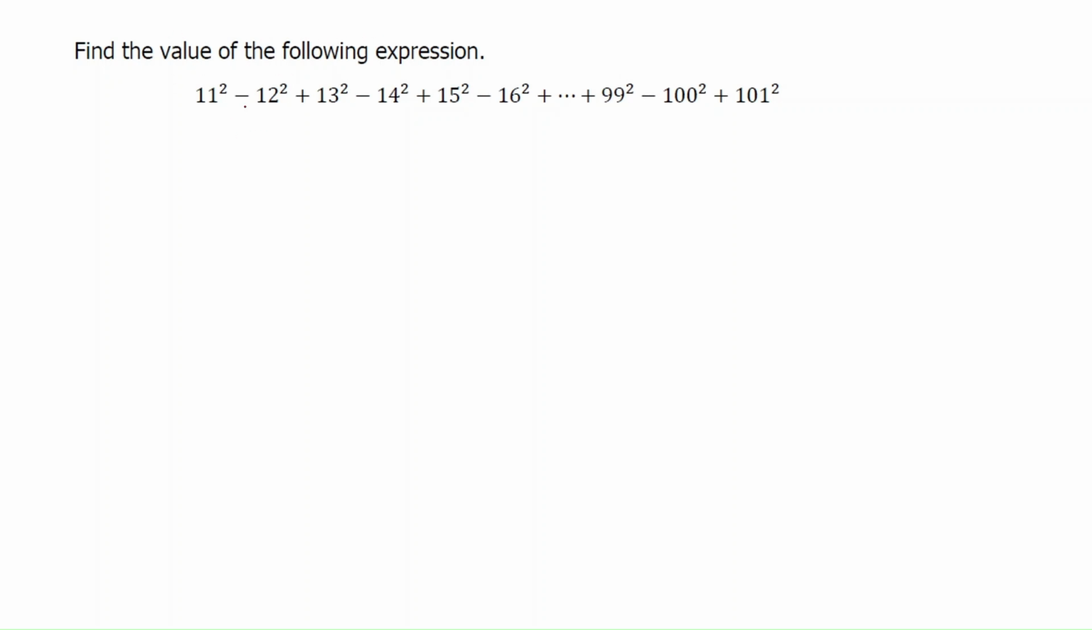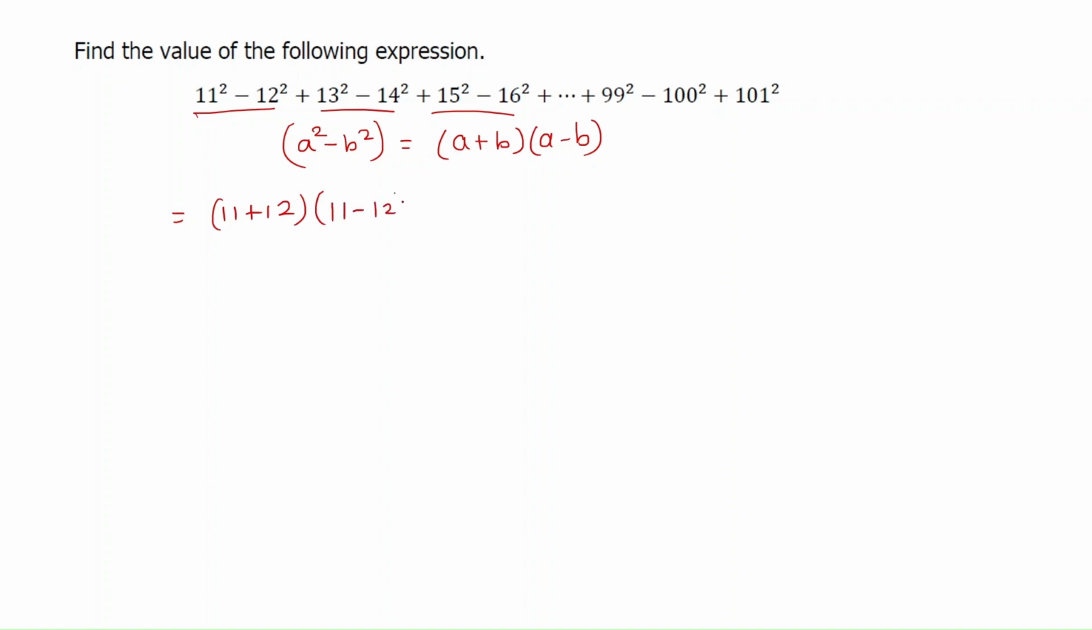Let's find the value of the following expression. So now all these terms we can write into pairs, right? So here we can see the similarity: a square minus b square is equal to a plus b into a minus b, correct? So how can we simplify these terms? So a plus b is 11 plus 12, a minus b is 11 minus 12.